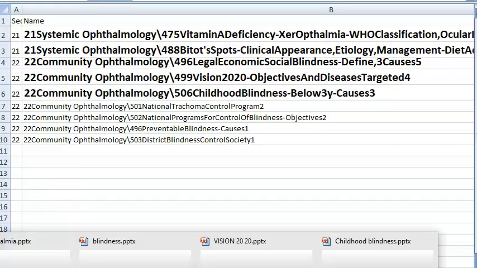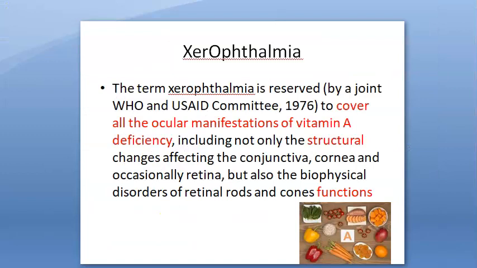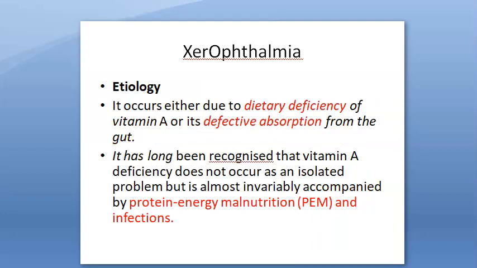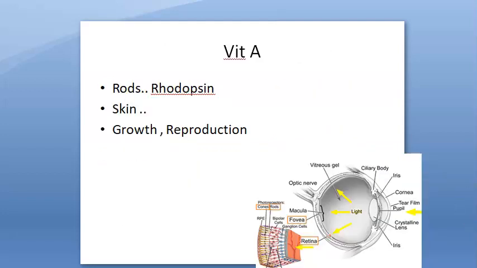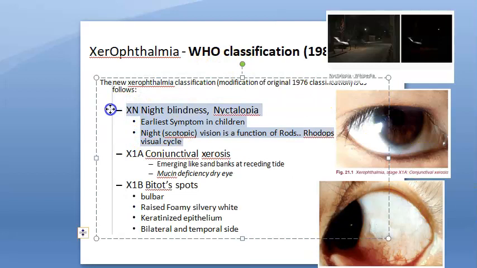So now let us move on to the next important question. Vitamin A deficiency, that will cause what? Xerophthalmia. In this, basically you should know, these are ocular manifestations of vitamin A deficiency. So here you should mainly know the classification, WHO classification. XN, night blindness. Conjunctival xerosis starts with night blindness. Imagine, it starts with night blindness. After that, it gets even worse. Conjunctival xerosis, Bitot spots, they will ask in the exam. Bulbar conjunctiva, raised, foamy, silvery white, keratinized epithelium, bilateral and on the temporal side. Remember, it is a bilateral condition.